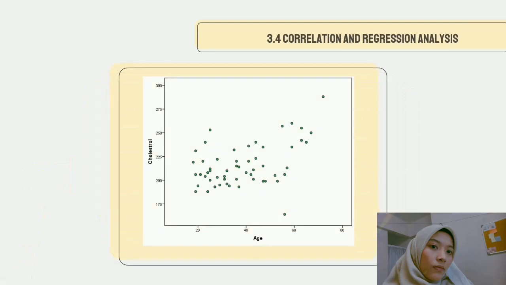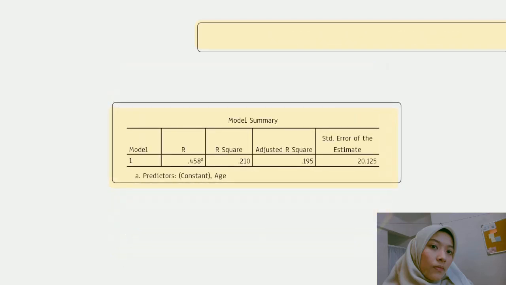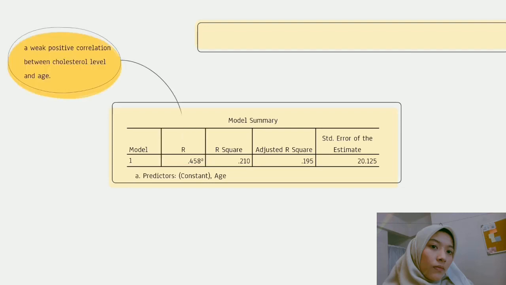Attached figure is a scatter plot of cholesterol level and age. From the scatter diagram, we can see that there is a weak positive correlation between cholesterol level and age. This is a model summary table from the SPSS output. The Pearson correlation from the SPSS output above is 0.458, indicating a weak positive correlation between cholesterol level and age.